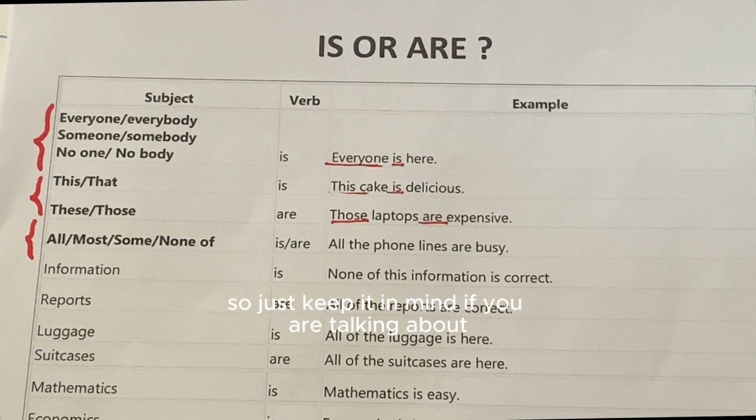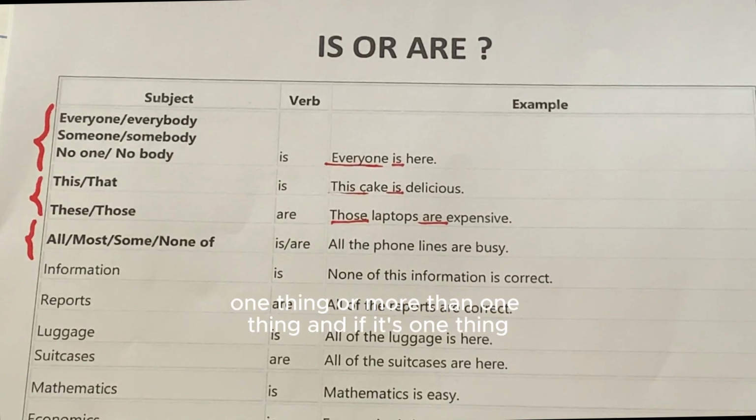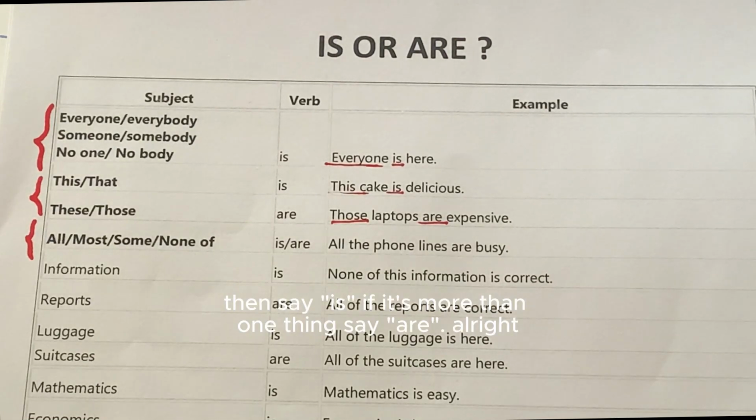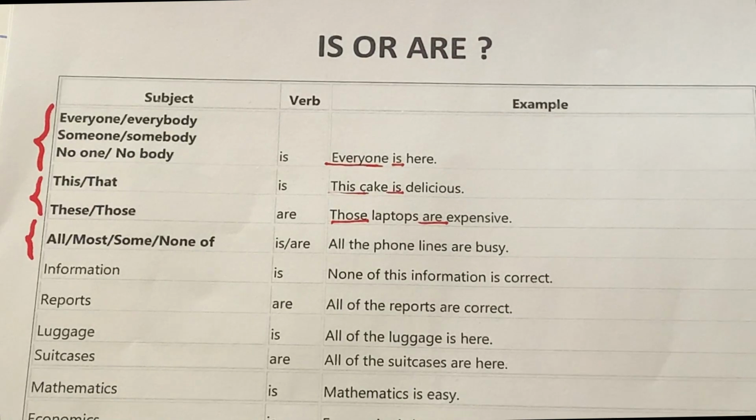So just keep it in mind if you are talking about one thing or more than one thing. If it's one thing, then say is. If it's more than one thing, say are. All right? It's too easy.